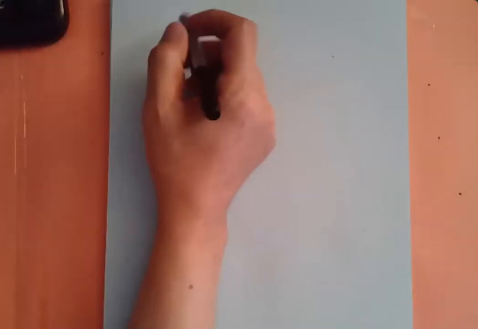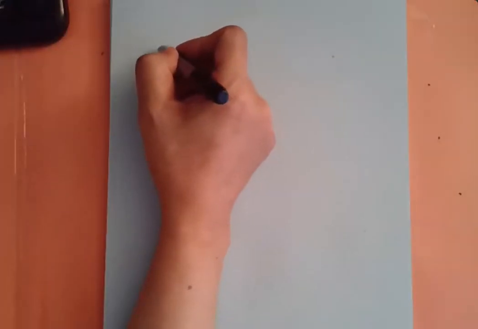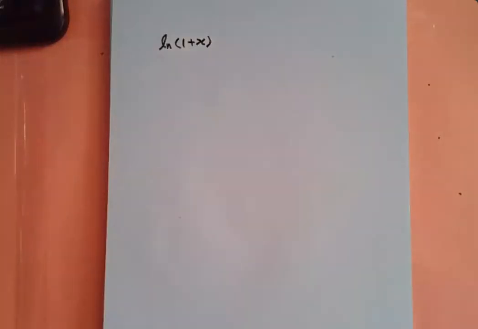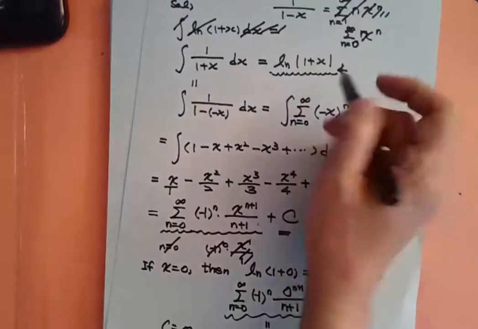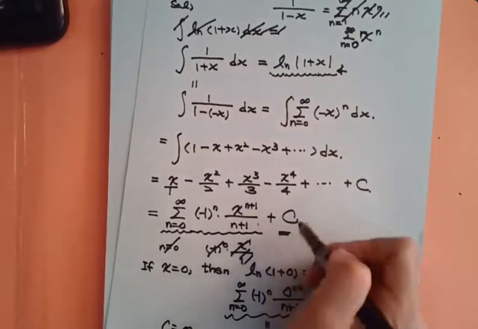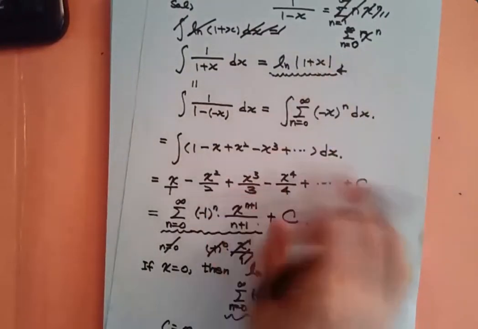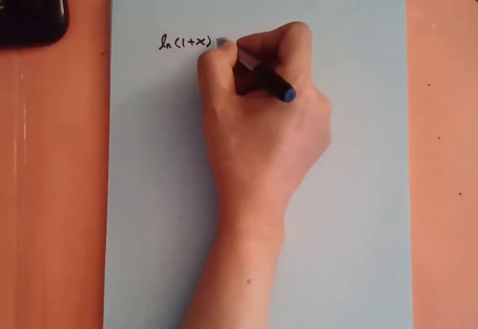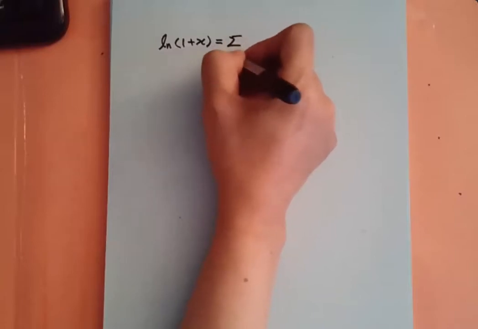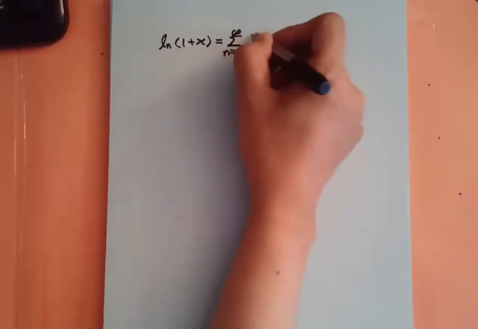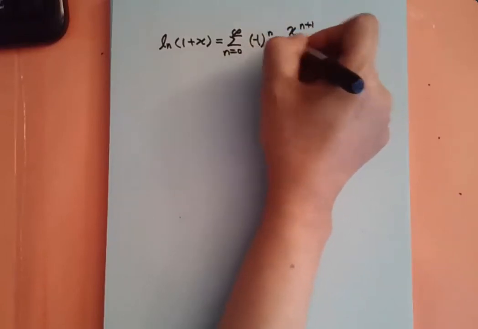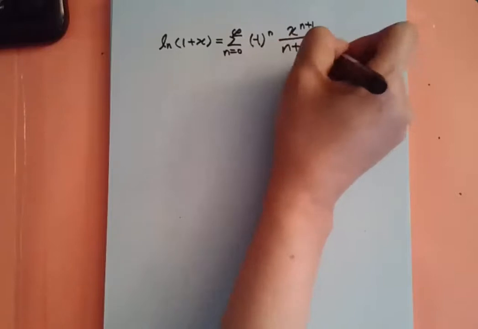And then natural log of 1 plus x. So we are relating that with this part, c equals 0, and so those must be the same. So natural log of 1 plus x is summation n equals 0 to infinity, negative 1 to the n power, x to the n plus 1 over n plus 1.